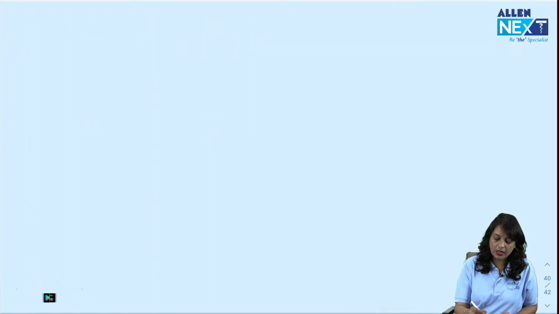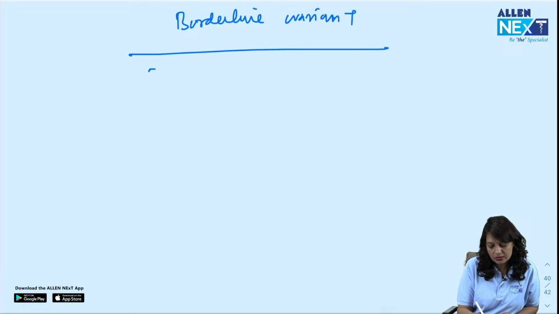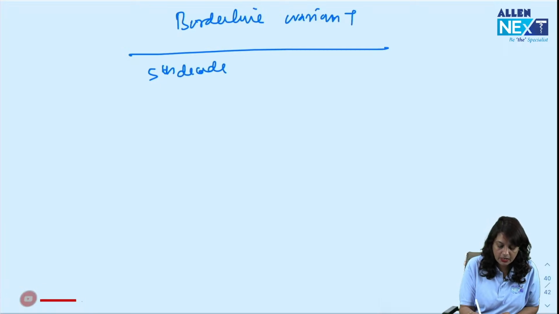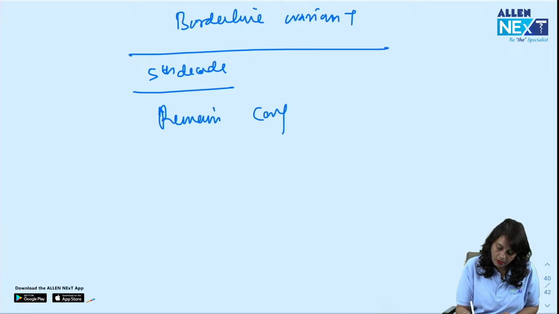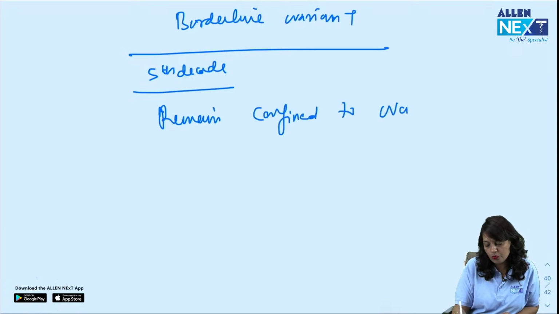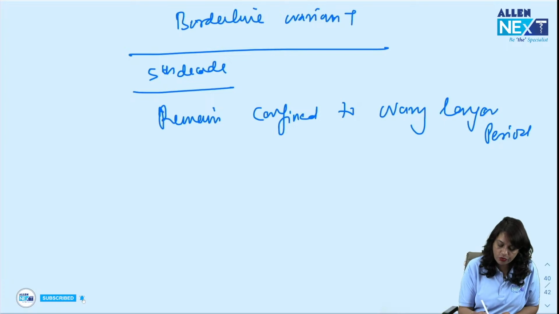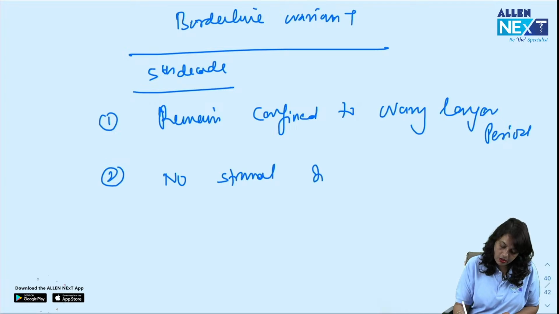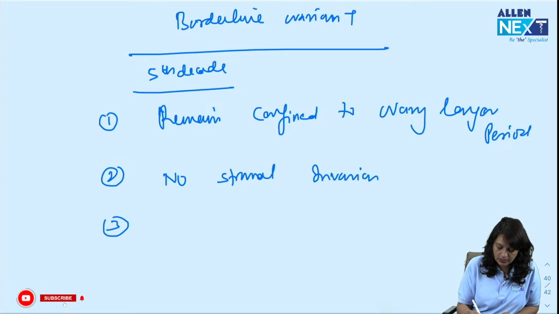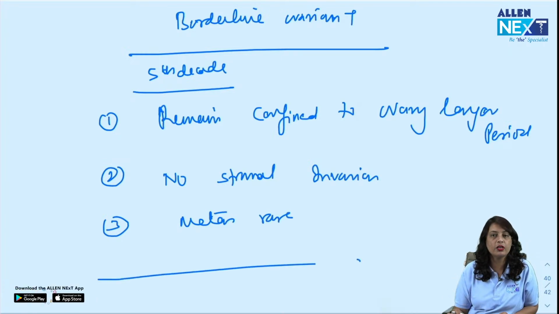And do remember that borderline ovarian tumors are seen around the 5th decade, and they remain confined to the ovaries for a longer period. There is no stromal invasion, and metastasis is very rare. These are the features of borderline ovarian tumors.